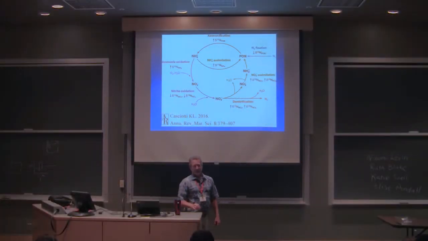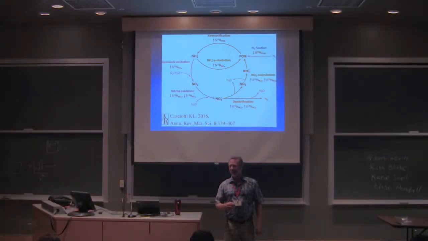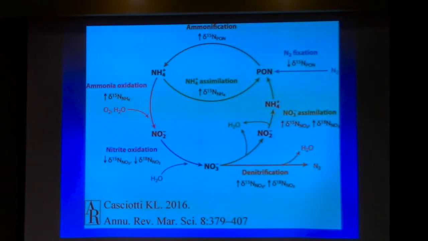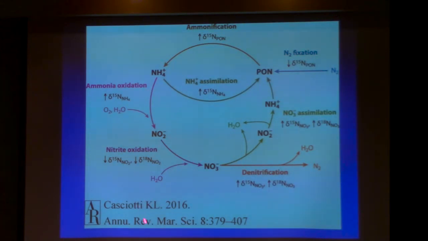This is a diagram out of a recent review paper by Karen Cassiotti. If you're interested in the nitrogen cycle, particularly in terms of the dissolved species and the processes that control it, this is a wonderful review paper. And this really summarizes the direction of change in the nitrogen isotopic composition of different species associated with different processes. And most of them, we're looking at a residual reactant, or in some cases a product.